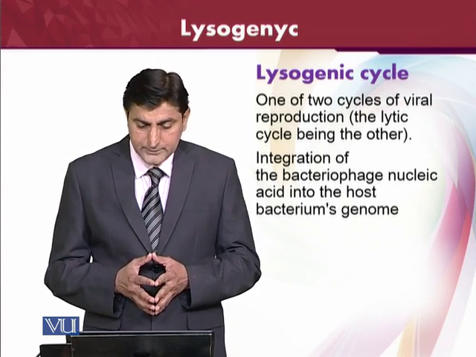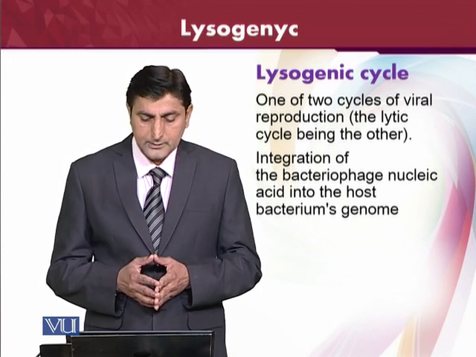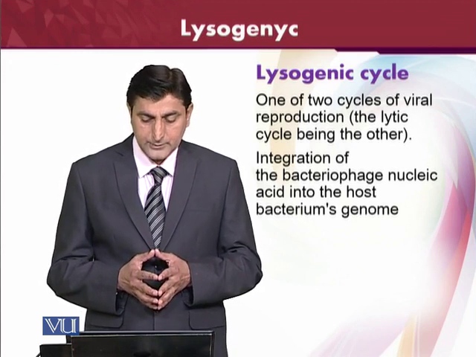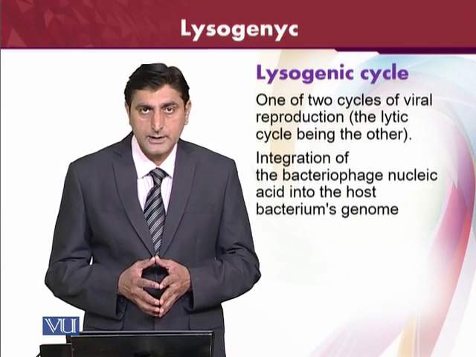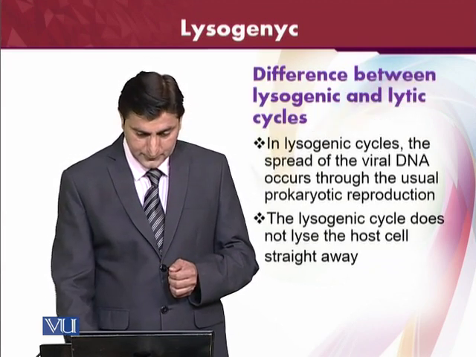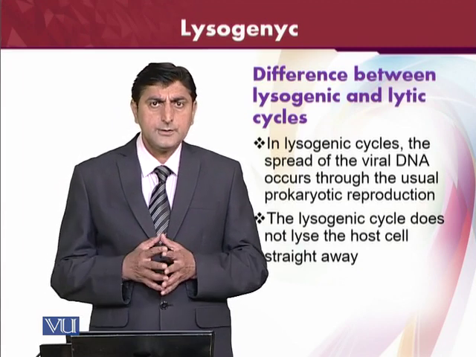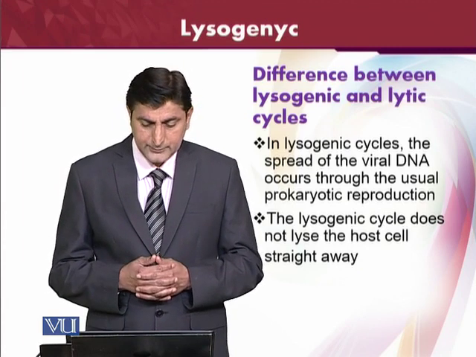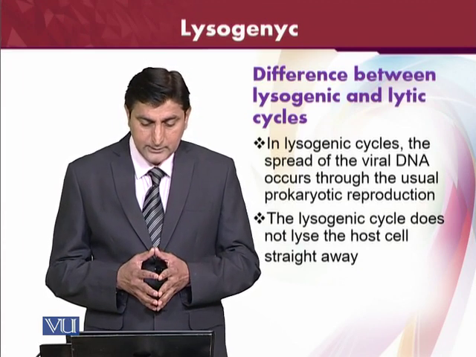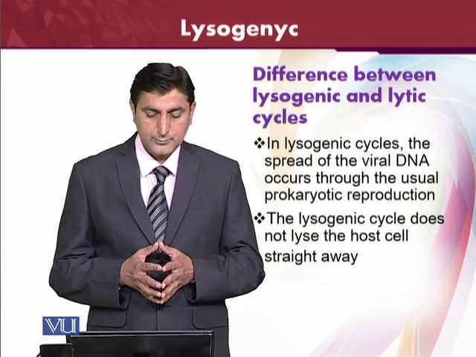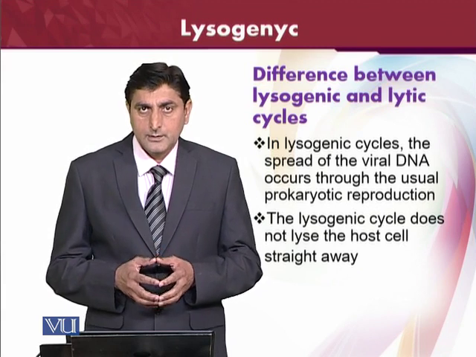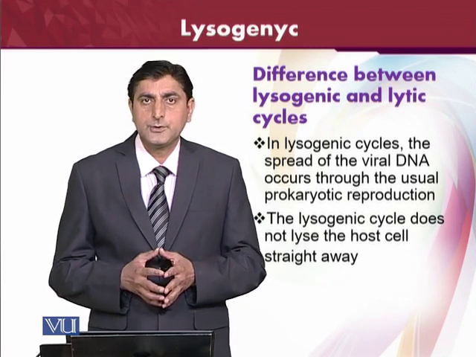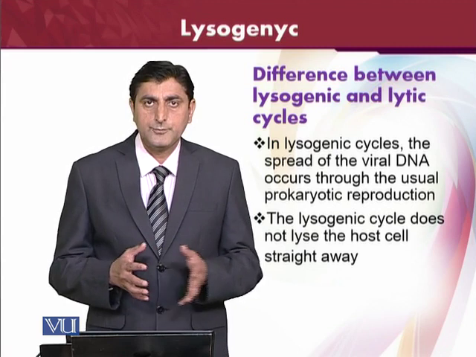One of the two cycles of viral reproduction, the lytic cycle being the other, the integration of the bacteriophage nucleic acid into the host bacterial genome is called lysogeny or the lysogenic cycle. So what are the differences between the lysogenic and lytic cycles? In the lysogenic cycle, the spread of the viral DNA occurs through the usual prokaryotic reproduction, and because it is just like simple prokaryotic reproduction, it is very slow.